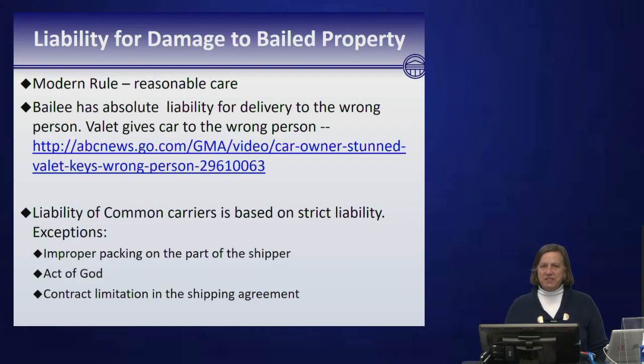And then let me mention one other item. I've mentioned this before, but liability of common carriers is based on strict liability. So if you ship goods with a common carrier, unless it's changed by contract, then they are absolutely liable for loss or damage to your goods. There are some exceptions to the rule: if the goods were improperly packed on the part of the shipper, or an act of God. So let's say that the truck falls in a sinkhole on I-95 and disappears, or again, if there's some sort of contract limitation in the shipping agreement.